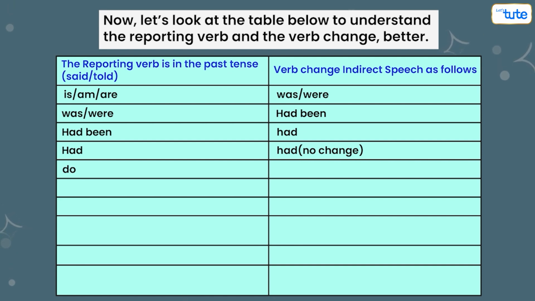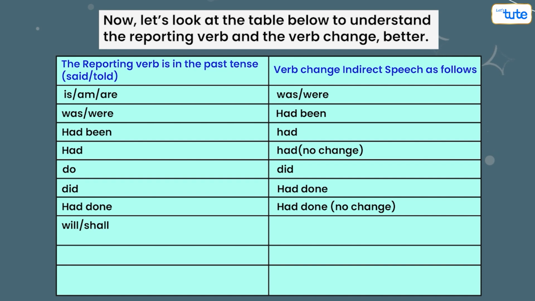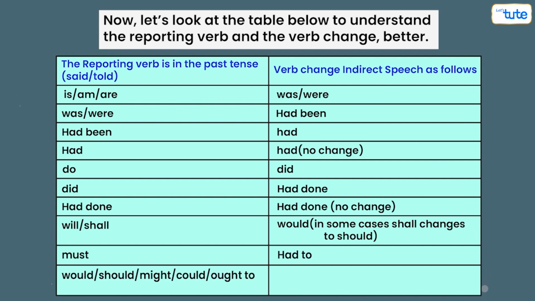Do will change to did. Did will change to had done. Had done will have no change at all. Will or shall will become would, and in some cases shall changes to should. Must will change to had to. Would, should, might, could, ought to will not change.